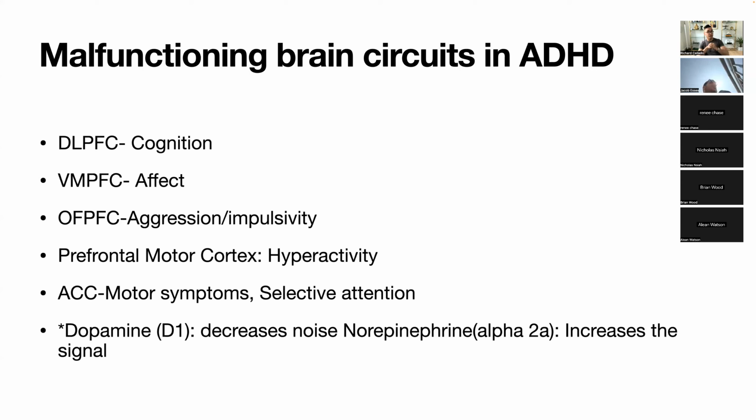Anterior cingulate cortex stands for motor symptoms and selective attention. So the anterior cingulate cortex is implicated in a lot of disorders, but in ADHD, it has to do with motor symptoms and selective attention. Has anyone ever heard of a Stroop test before? A Stroop test? Only in a textbook. What is it? What is a Stroop test?